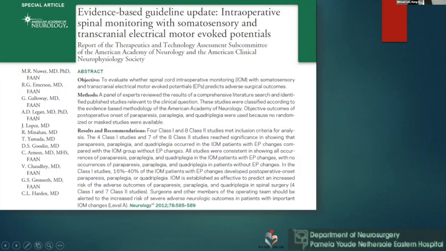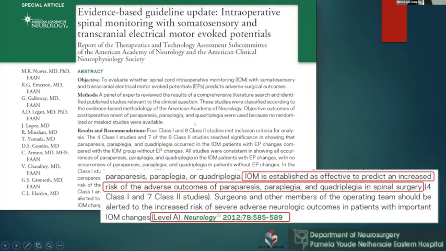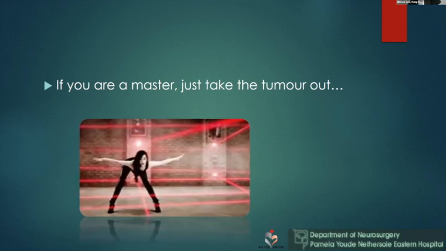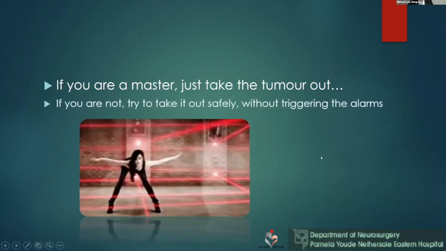So is there any evidence base for IOM? There is. For spinal surgery, it was recognized as level A evidence to predict increased risk of adverse outcomes in paraparesis, paraplegia, and quadriplegia. So if you are a master, you can just take a tumor out, like a big skull-based tumor, without any problem. However, if you are not, then probably you should take it out safely.